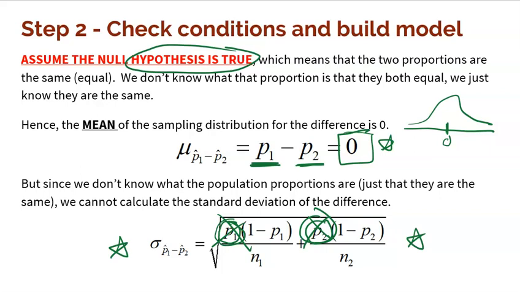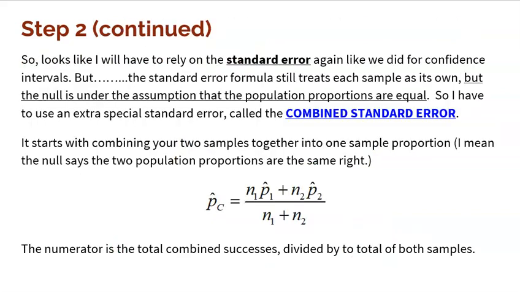Remember, we need to build this sampling distribution on the assumption that the null is true. And if I'm going to build it on the assumption that the null is true, then why do I even have two samples? Why do I have a proportion of girls? Why do I have a proportion of boys? Even if I use standard error, I would still be treating them separate. Hey, here's the proportion of girls. Here's the proportion of boys. But the null says that they're equal. It shouldn't be about boys and girls. They're all the same, right? So we actually need to use a very special type of standard error. And that standard error is called the combined standard error.